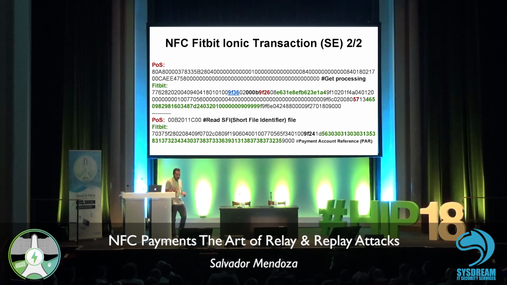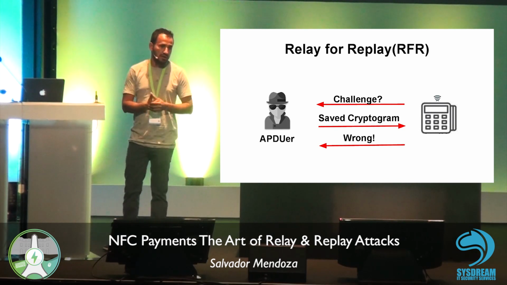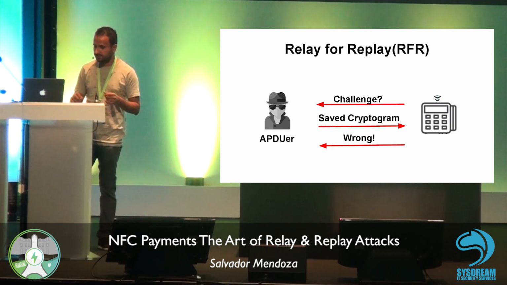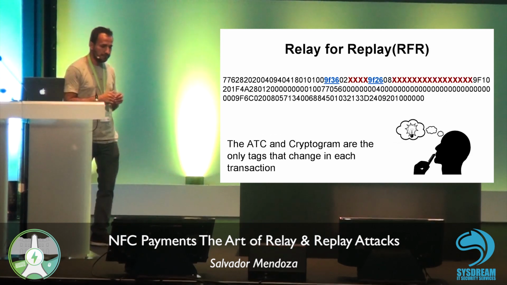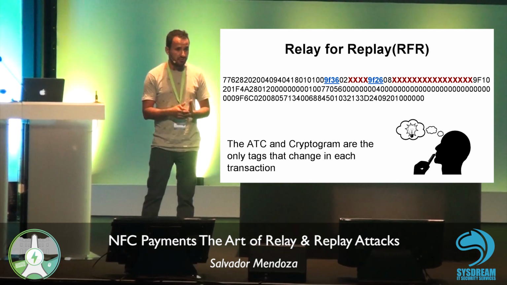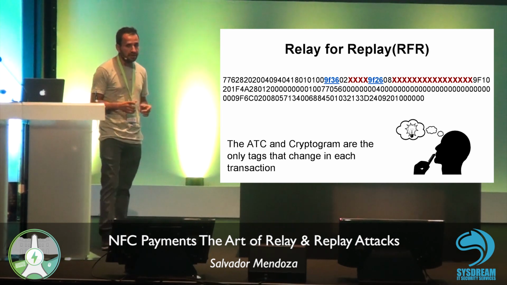Basically, if I intercept this transaction from the secure element and I try to make a replay, it's not going to work. Why? Because when the terminal asks me for the challenge, if I respond with the saved cryptogram, the POS is going to decline the transaction because it doesn't match what the challenge was. But if we think about it, the only things that change in a transaction for a secure element are the application transaction counter and the cryptogram, which in total are 20 bytes.